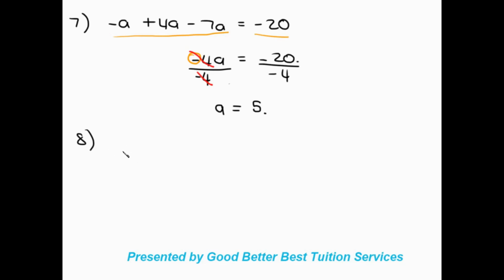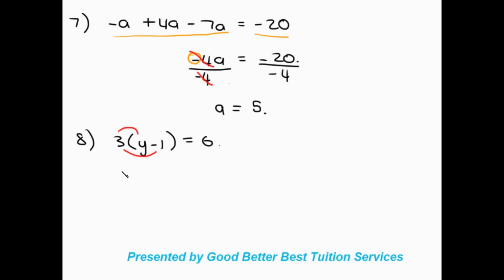Moving on to example number 8, we have 3(y minus 1) is equal to 6. So we have a bracket in this example, right? So how we're going to deal with that bracket is we're going to times the number into the first term in the bracket and then into the second term. So the 3 is going to times the y first, then the 3 is going to times the negative 1.